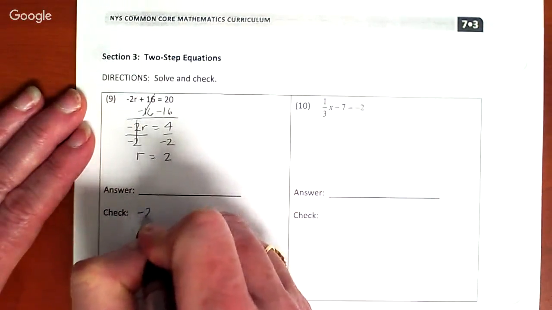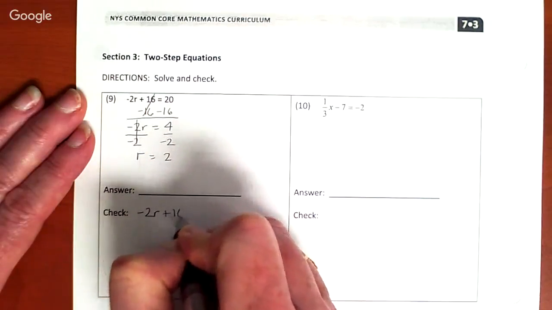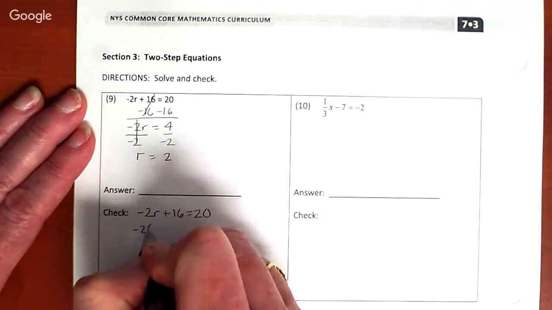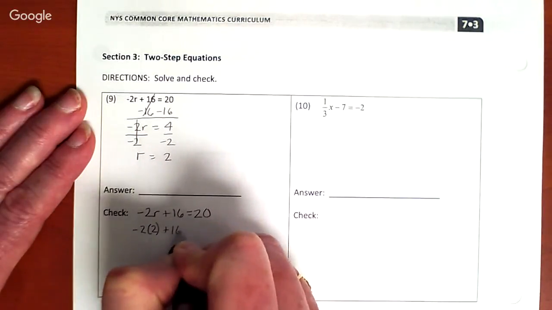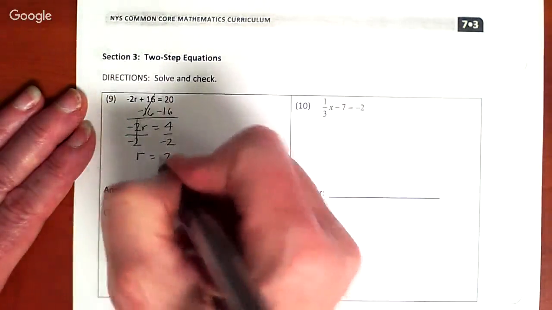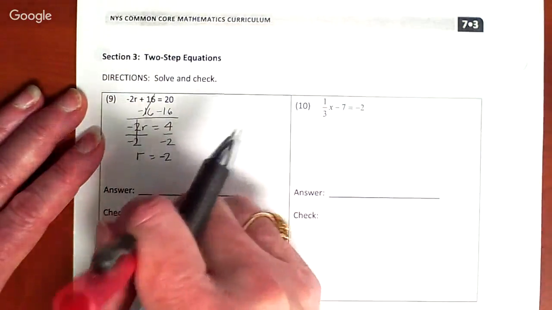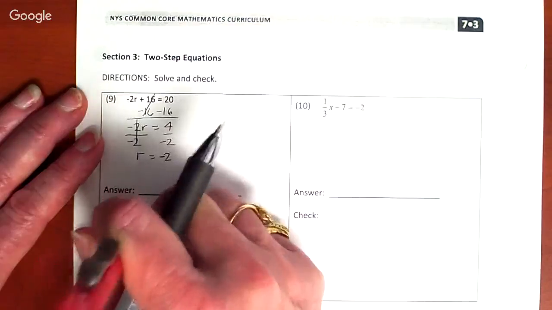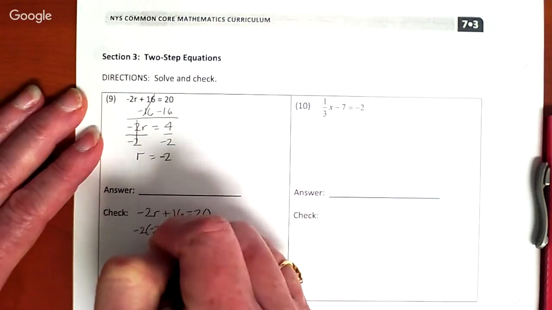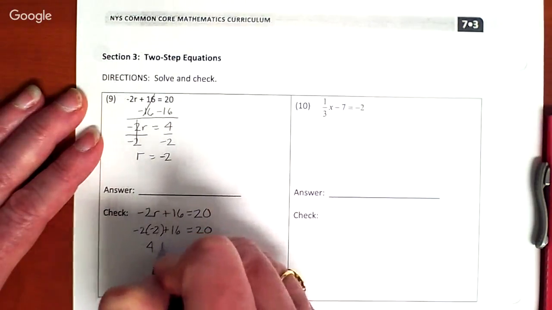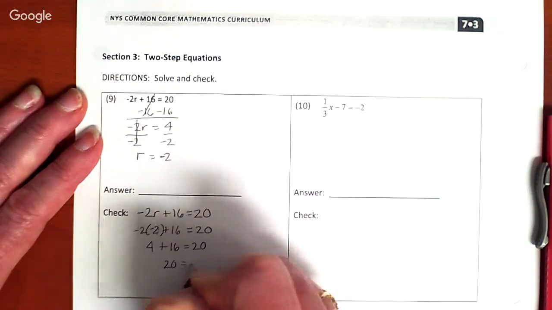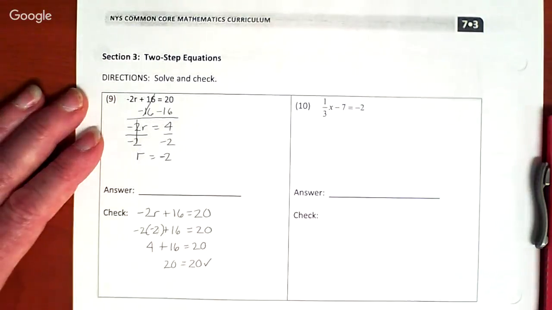So here we have -2r plus 16 equals 20. So -2 times 2 plus 16 equals 20. So -4, or sorry, this is -2, I apologize. Let me fix this. -2 times -2 plus 16, so 4 plus 16 equals 20. 20 equals 20. And that checks.